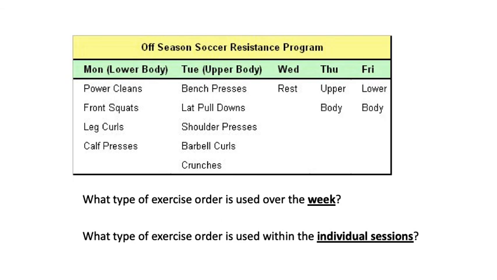For the second question, what type of exercise order is used? Well, for the individual sessions, exercises are ordered by a push-pull format. We see a power clean, followed by a front squat, and then we have a leg curl, which is a pull, followed by a calf press. And the same goes for the second day, which we can see bench press followed by a lat pull down, shoulder press followed by a bicep curl, and then we have crunches.